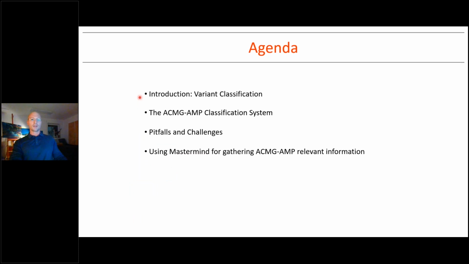Okay, so I will start with a short introduction about variant classification in general. Then I will jump into the ACMG-AMP classification system, and from now on I will only talk about the ACMG and skip the AMP parts to save time. Then I will discuss some of the pitfalls and challenges of using these ACMG rules. And in the last part, I will show you how we use Mastermind and VARVIS together for gathering ACMG relevant information.